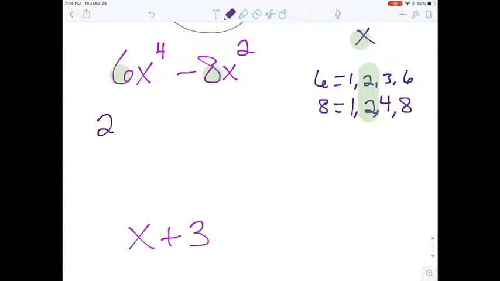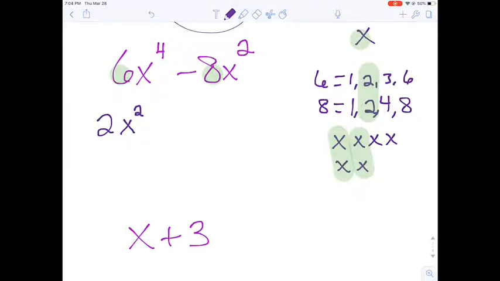For the x's, the first term has 4 x's. The second term has 2. So the first one has 4, the second one has 2. Look, they have 2 in common. So x to the second is my greatest common factor.